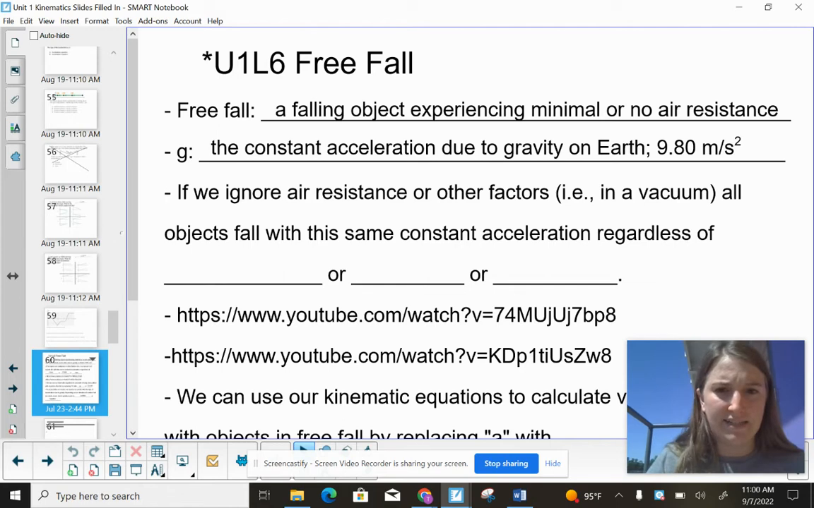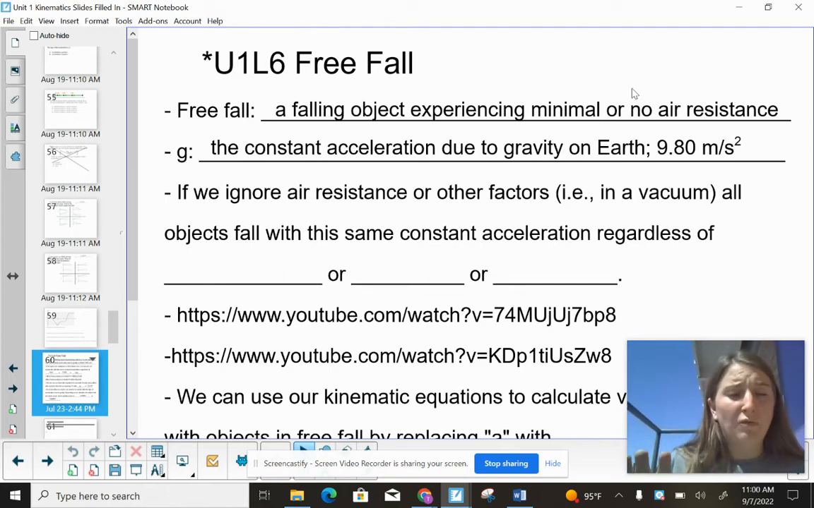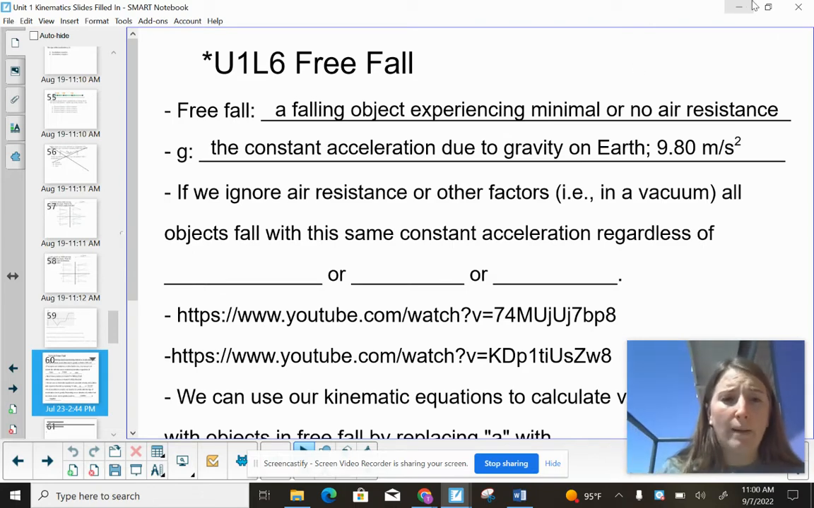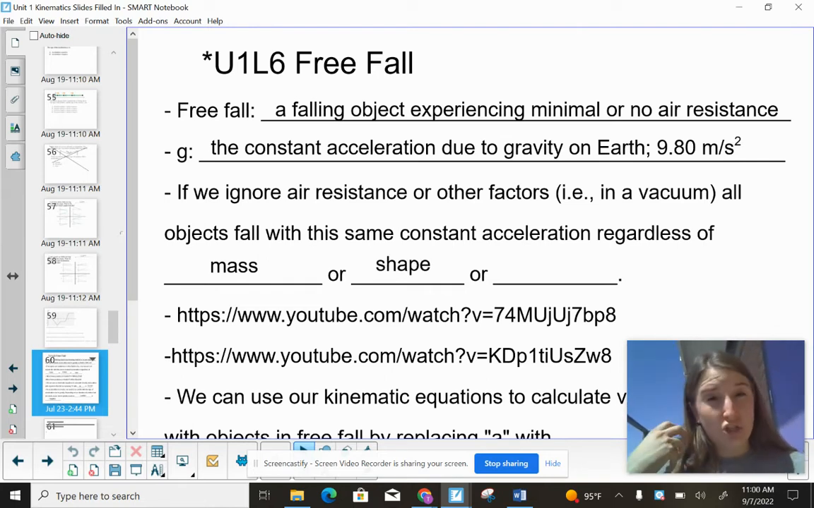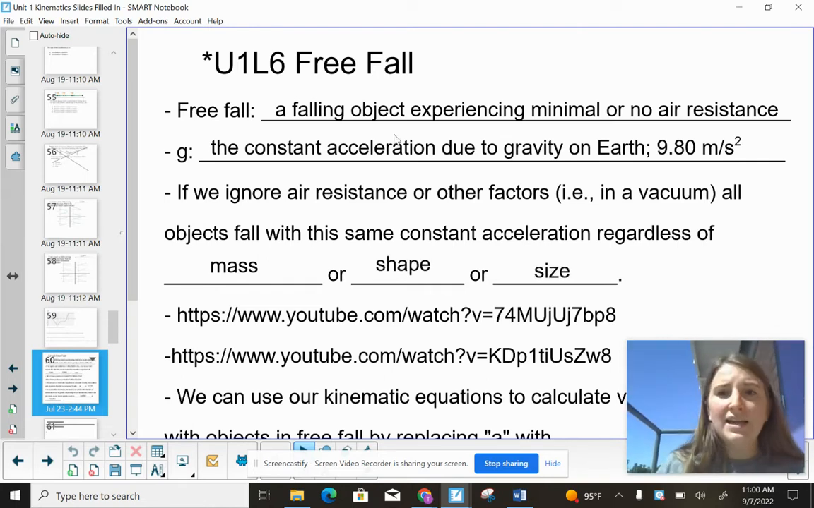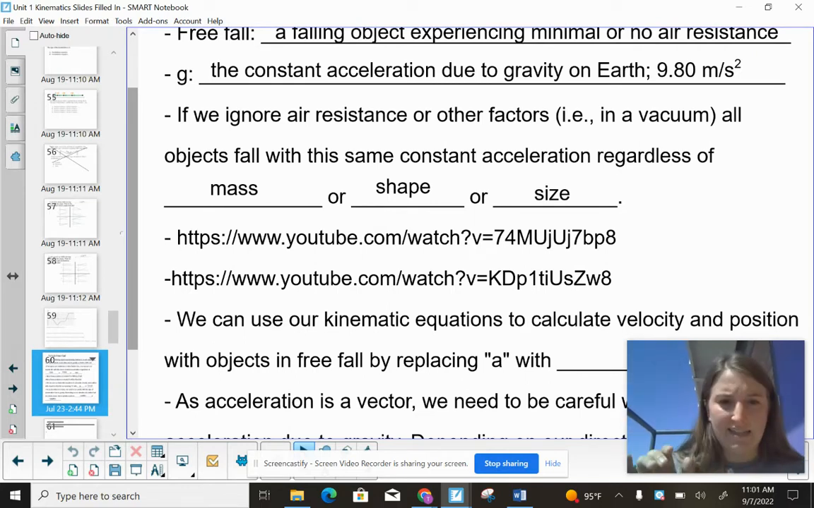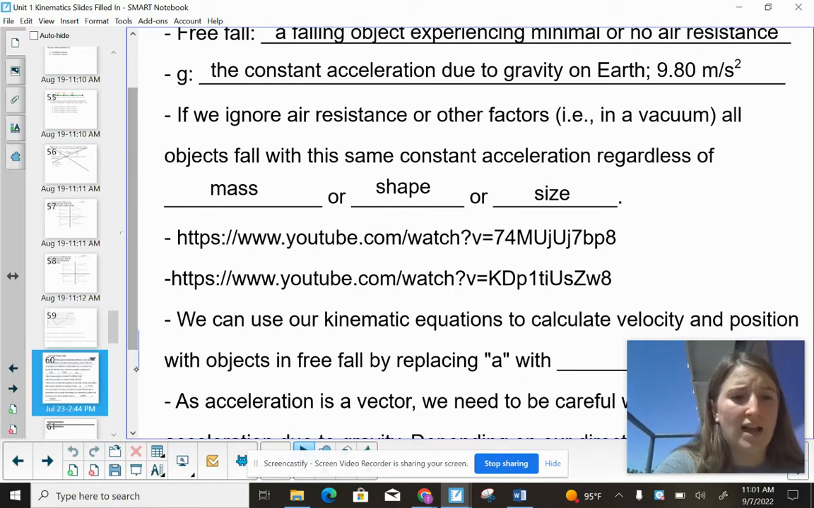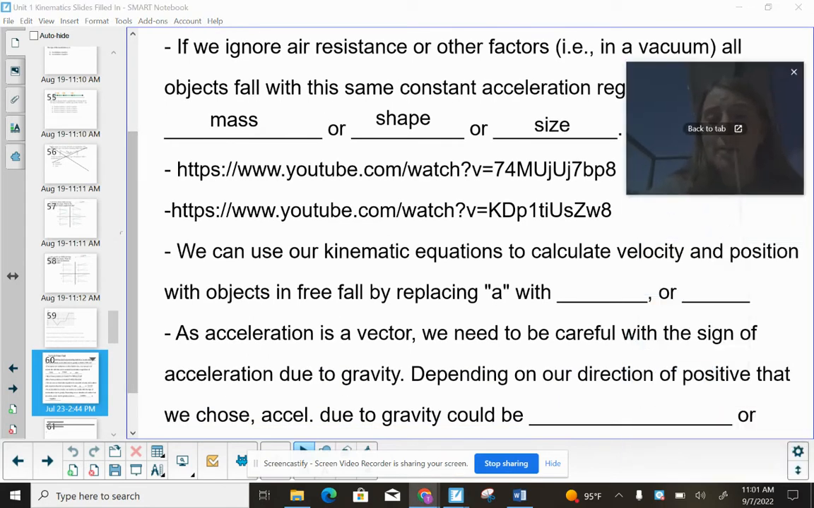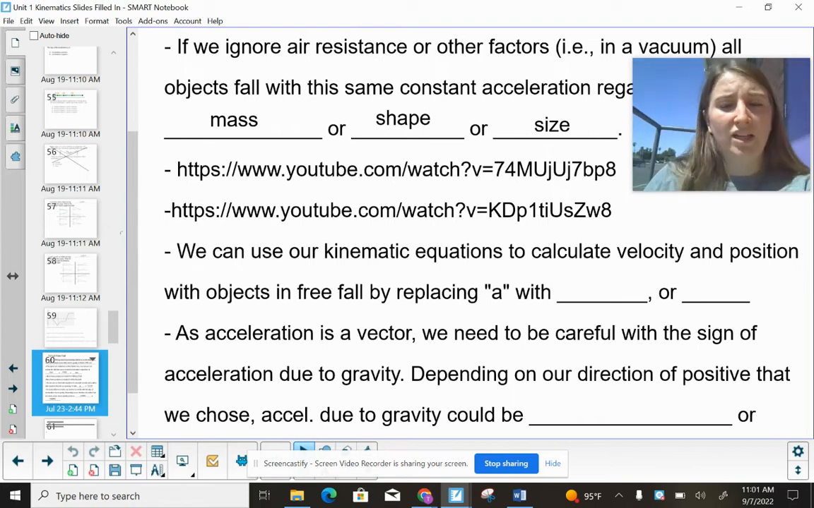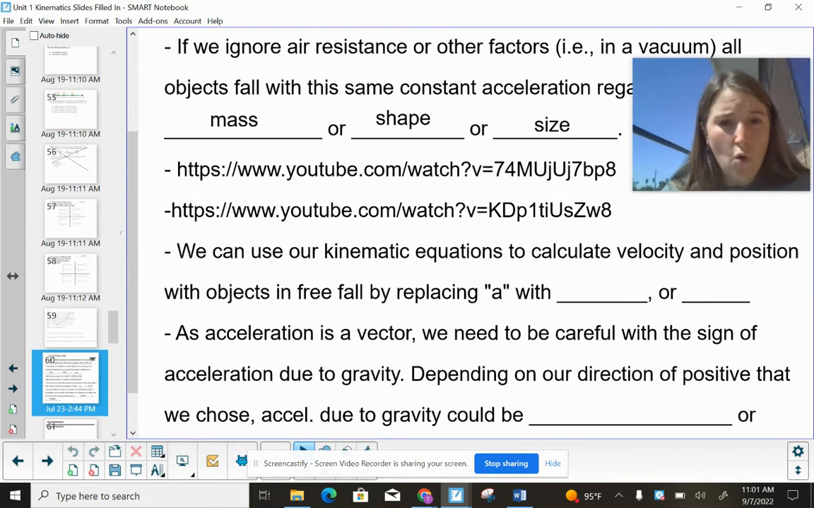I'm not falling at the same rate, yeah? Now again, if we ignore air resistance, which we will for most cases, all objects fall with the same constant acceleration regardless of mass, how heavy they are, the shape of them, or the size. When there's air resistance, we know that things are going to fall at a different rate. But without air resistance, it's the exact same thing. I'm going to show these videos in class to you guys to show that this was scientifically and experimentally verified. So we can use our kinematic equations to calculate velocity and position with objects in free fall.